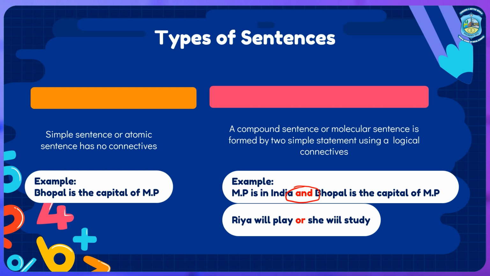Another example: Riya will play or she will study. Here also we can see that these are two simple statements, Riya will play, she will study, and 'or' is the connective which is joining these two statements together. So, a statement which has a connective will be called a compound or molecular statement.